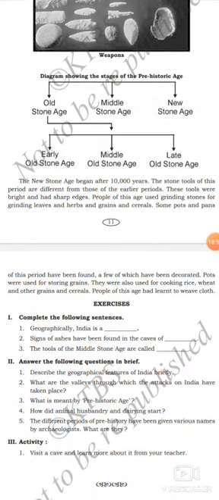Old Stone Age is classified into three parts. They are early Old Stone Age, middle Old Stone Age, and late Old Stone Age. Got it? Then the second one is Middle Stone Age. The third one is New Stone Age. Let's see now one by one.